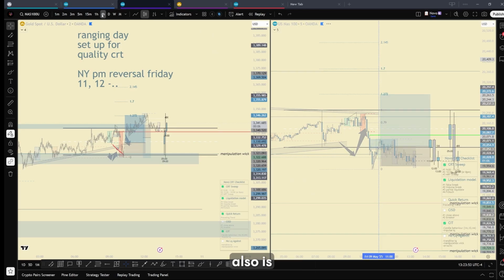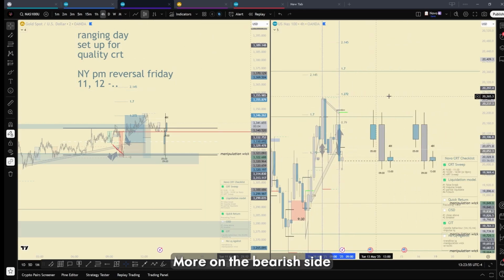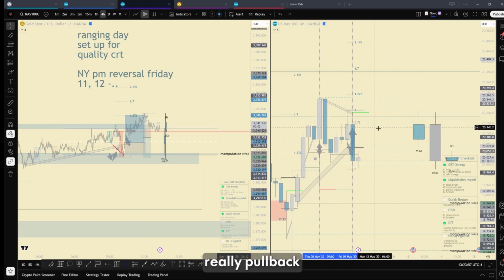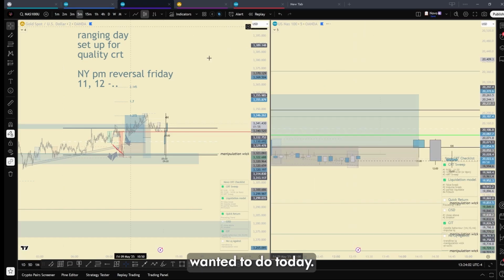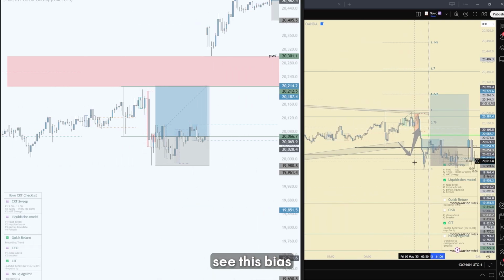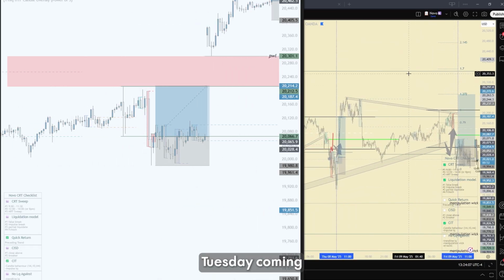The last candle on Nasdaq also is more on the bearish side here. I didn't really pull back like I wanted to pull back, but I guess this move also wanted to happen. That's what I wanted to do today. But I definitely do see this bias higher for Monday, Tuesday, coming into next week.